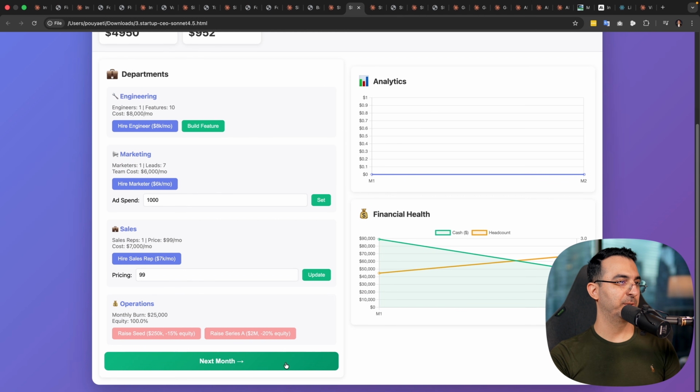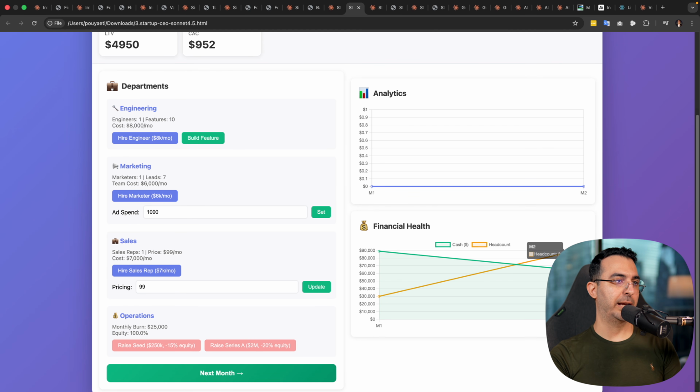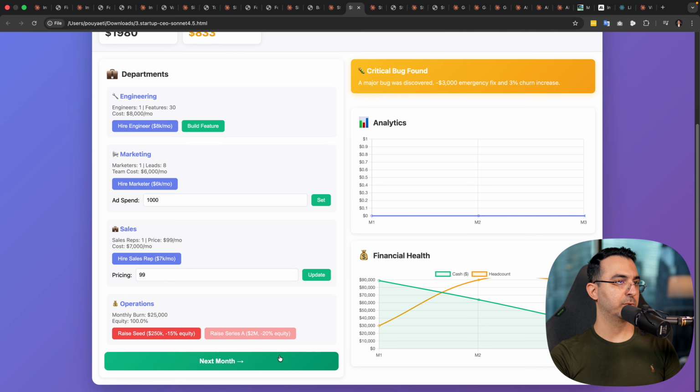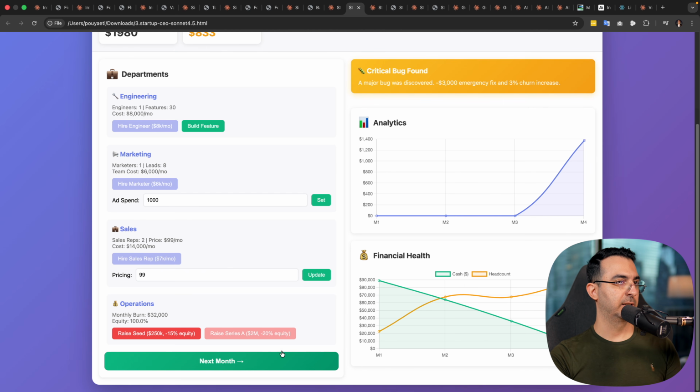So let's continue. Okay. So we added 3 employees and still we are not making any money. So let's increase the number of features to a whole new level and go to the next month. Still we are not making any money. Strange. Let's hire someone else for marketing and let's spend more money on ads. And now we started to make some money.